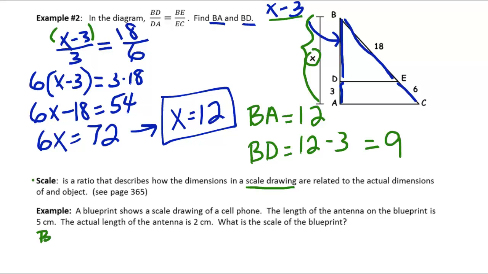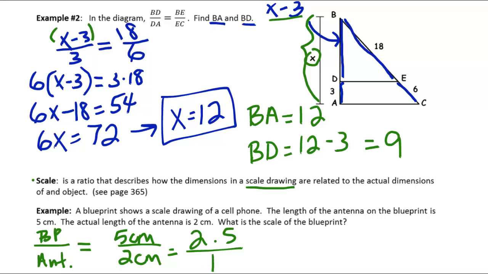So let's do the blueprint, remember these are in ratio, over the antenna, and I'm just going to abbreviate BP for blueprint, over the antenna. So the scale is going to be a ratio. The blueprint is 5 centimeters, and the antenna's actual measure is 2 centimeters. And so if we divide this, the 5 divided by 2, let's divide the top and the bottom by 2, I'm going to get 2.5 to 1. So that's the scale. The scale is a ratio, and that would be the ratio right there, 2.5 to 1.